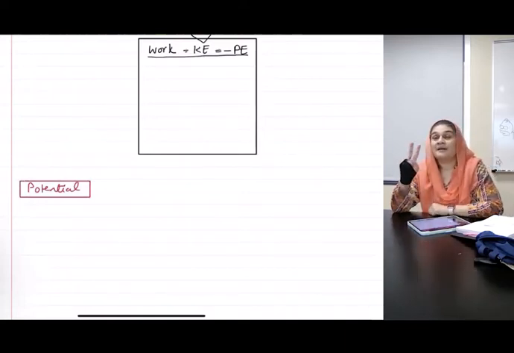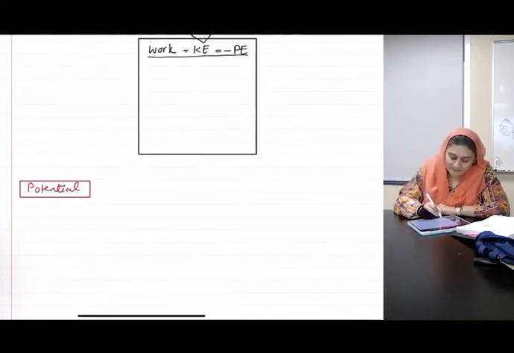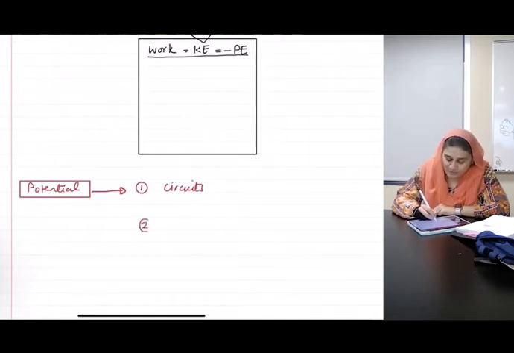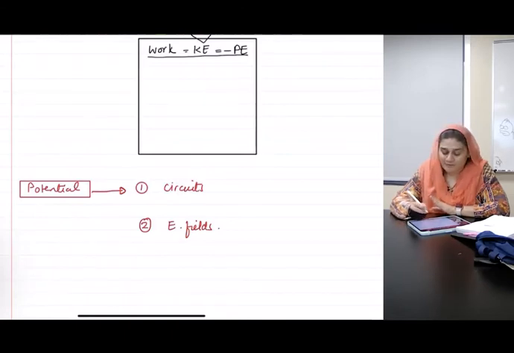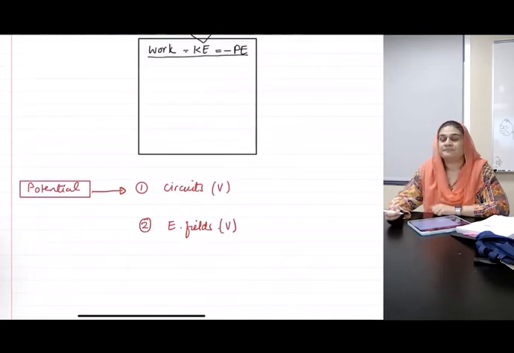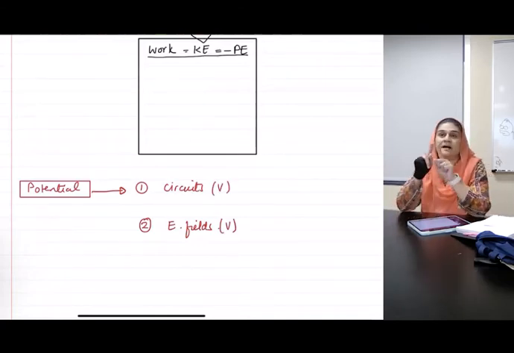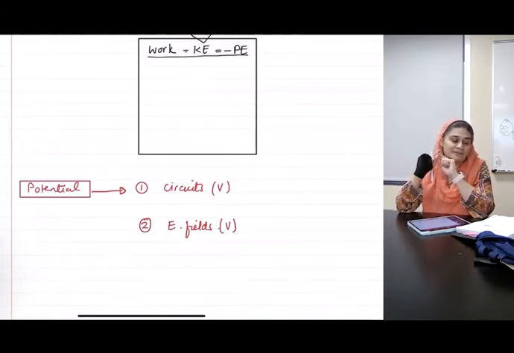There are two main ways we defined potential in Intro 1. One was when we were doing circuits. And number two was when we were talking about the electric fields. The confusion arises because they are both represented with V. So let me try to separate the two out a little bit.